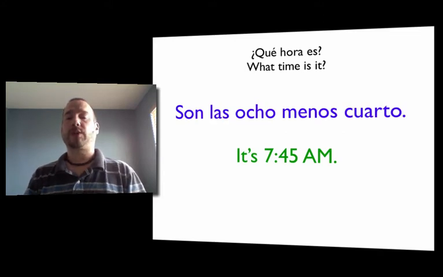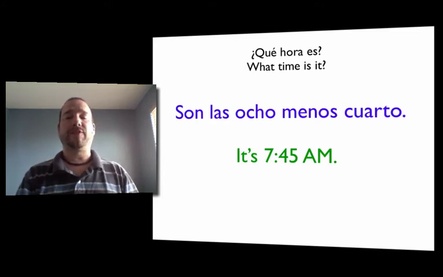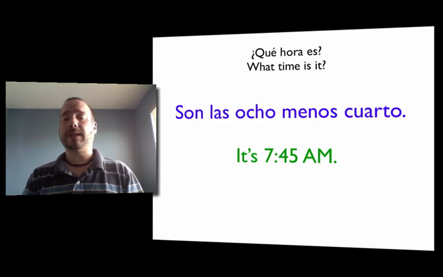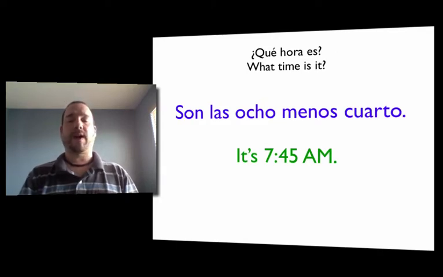We have to subtract 1 from the 8, and 15 minutes from 60 brings us to 7:45 a.m. Remember, you can also read it backwards. It's a quarter to 8, 7:45 in the morning.